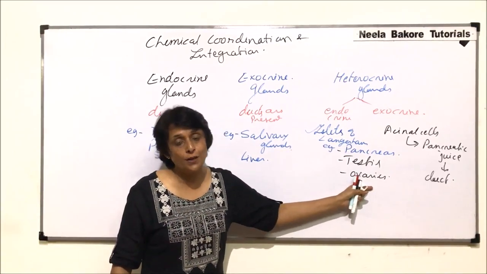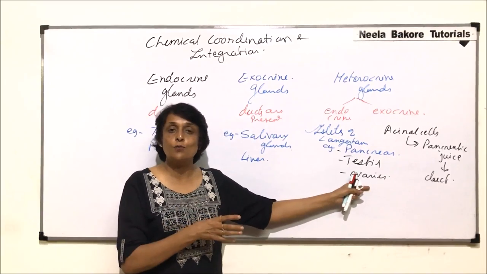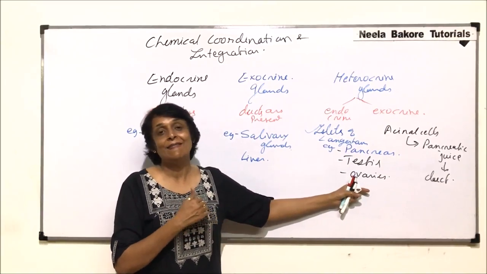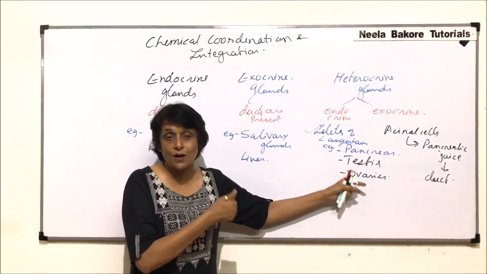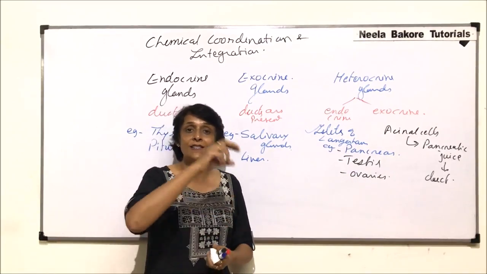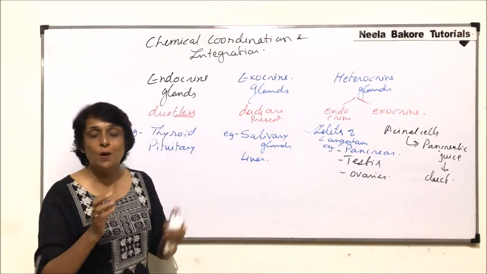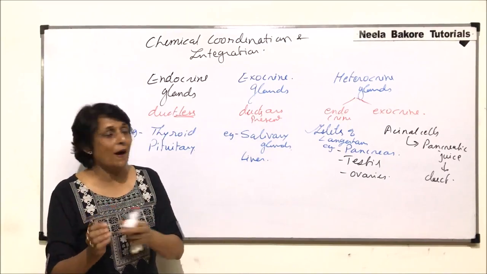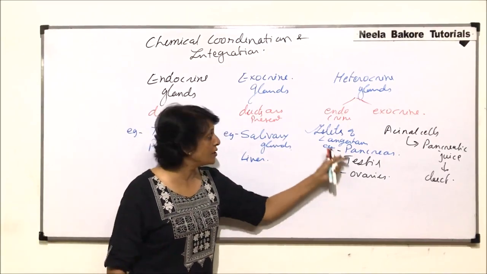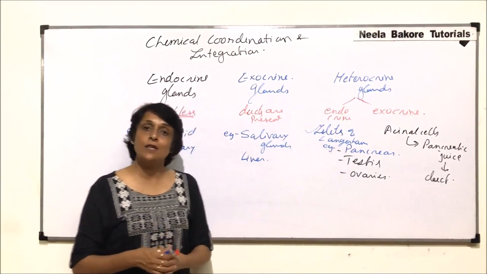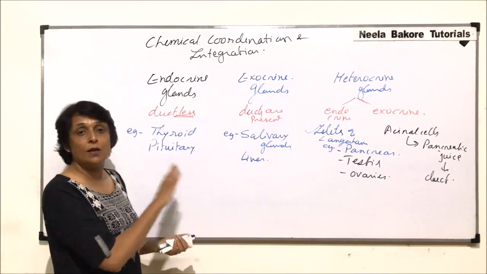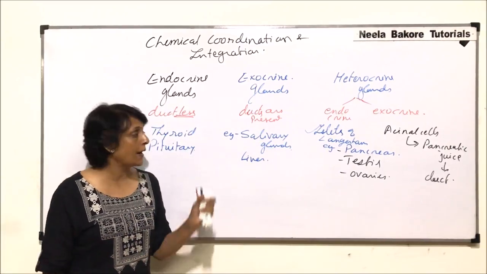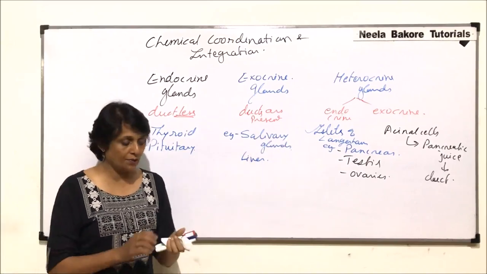Similarly with the ovaries. In ovaries also, hormone is produced by follicular cells. This is endocrine function. But the egg which is released, then that is taken by the fallopian tube. So there is some tube part which is carrying the secretion, whereas there is one part which is endocrine. So such glands are called heterocrine. We classify them into these three categories.